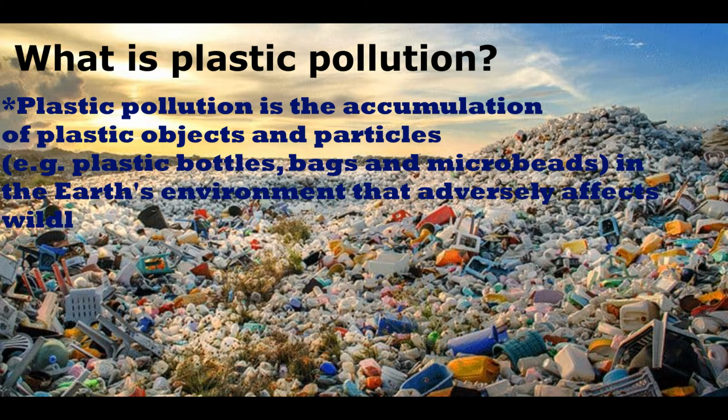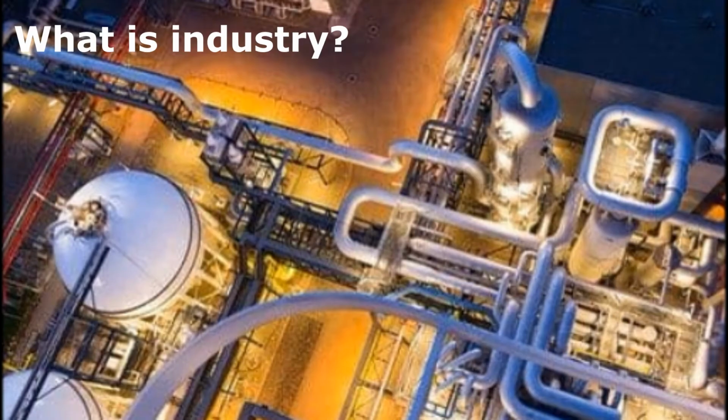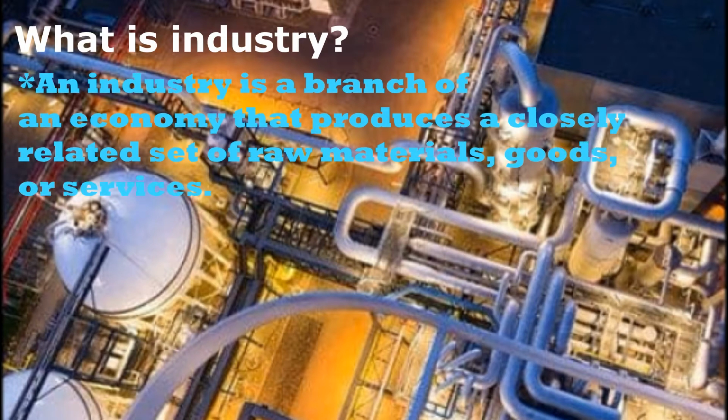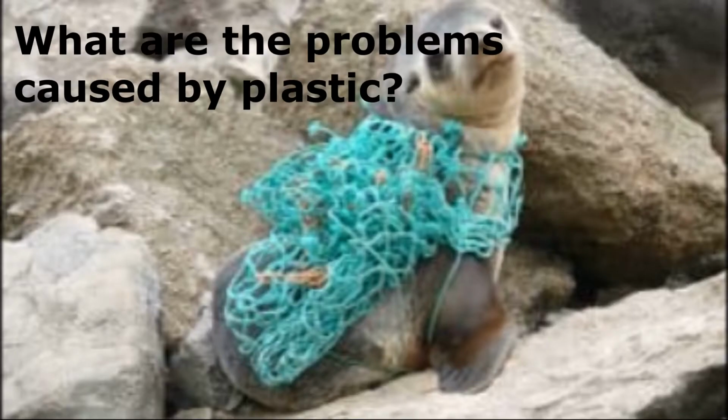What is plastic pollution? Plastic pollution is the accumulation of plastic objects and particles, for example plastic bottles, bags and microbeads, in the Earth's environment that adversely affects wildlife habitat and humans. What is industry? An industry is a branch of an economy that produces a closely related set of raw materials, goods, or services.